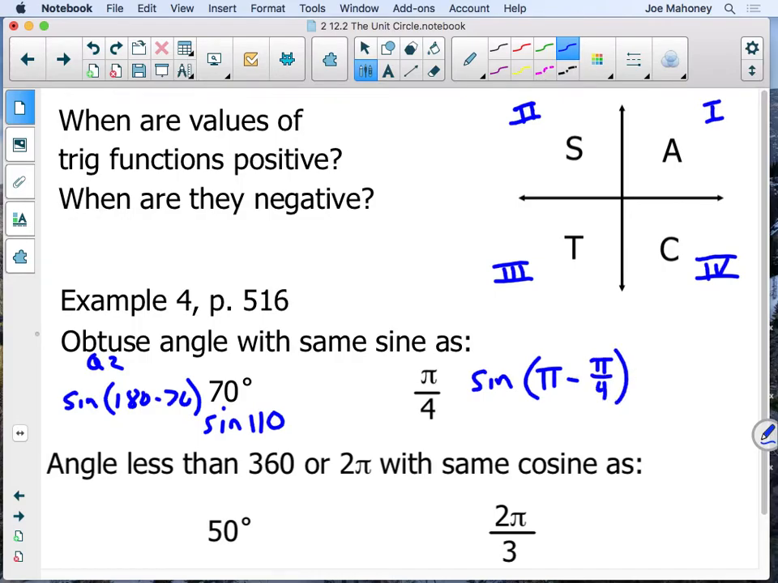Oh, can you do that fractional work? Because pi is like 4 pi over 4. And if we subtract 1 pi over 4, we get sine of 3 pi over 4. Can you count by pi over 4s? Pi over 4, 2 pi over 4, 3 pi over 4, 4 pi over 4.